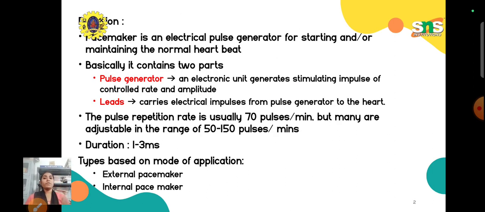So let's see the definition. As I said before, the pacemaker is an electrical pulse generator. It will help to start the heart pumping action, or to maintain the normal heartbeat. We are going to replace the node which has a problem generating the electric pulse with a device that generates the electric pulse. That is what we have done here, that is the pacemaker.